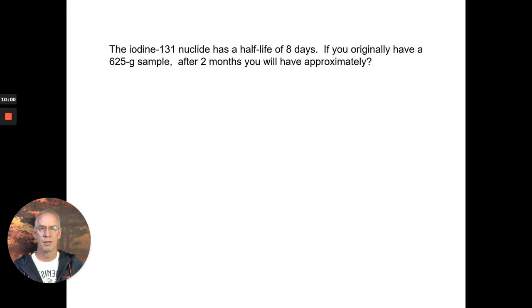But I'm going to suggest that you make a data table instead, because with the data table, you will understand what's going on. With the math formula, you'll just plug it in, get a number, and you won't really have a good sense if it's a reasonable answer or not. So here's how you make the data table.